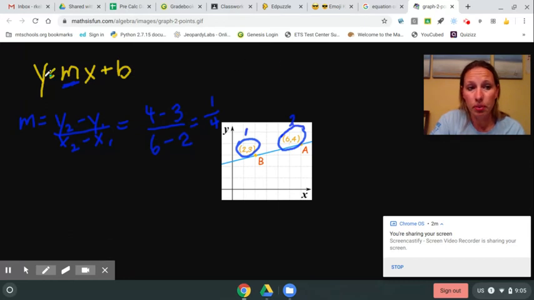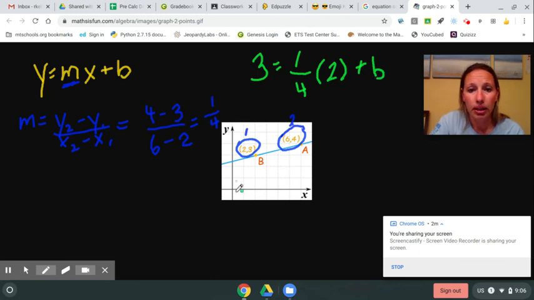So I'm going to replace the y with 3. I'm going to replace the m with 1/4 that we just found. And I'm going to replace my x with 2. Again, we don't know the b. You can probably estimate the b by looking at the graph. You see it's right here where the graph crosses the y-axis, but we don't know the exact value, okay? All right, so we have to do a little bit of just basic math.